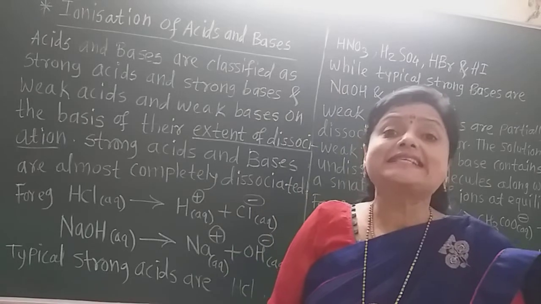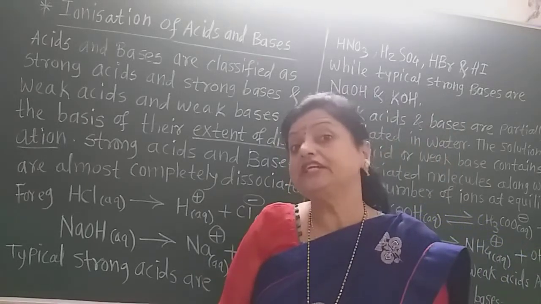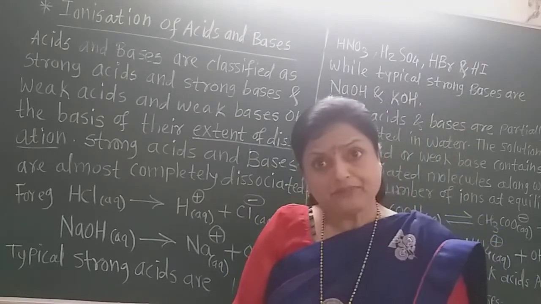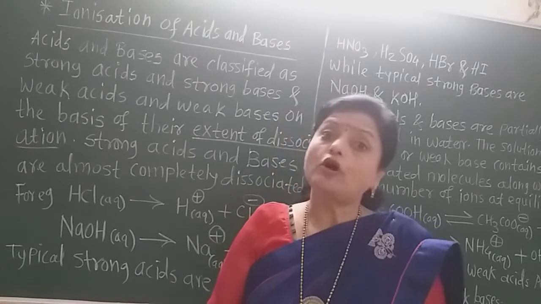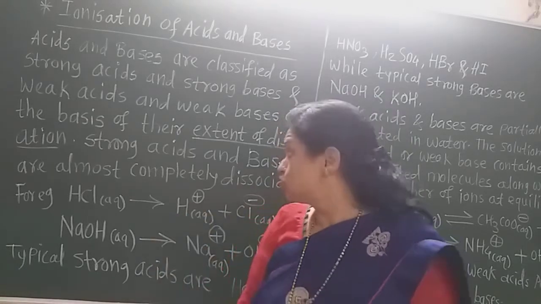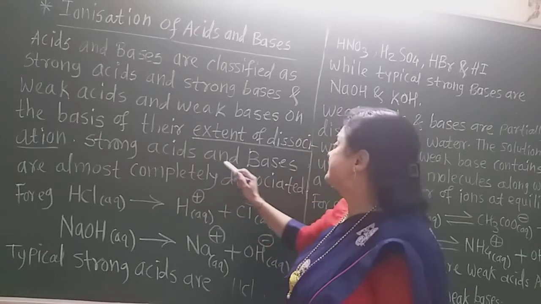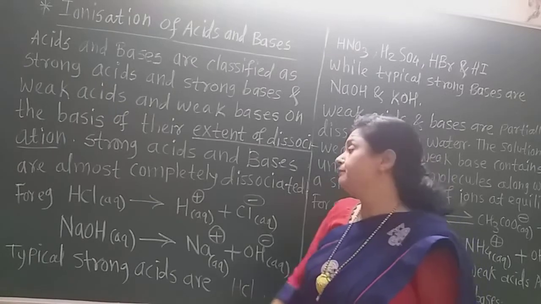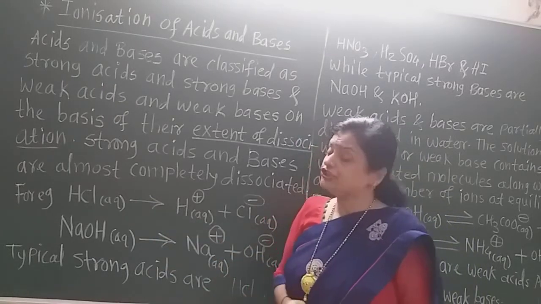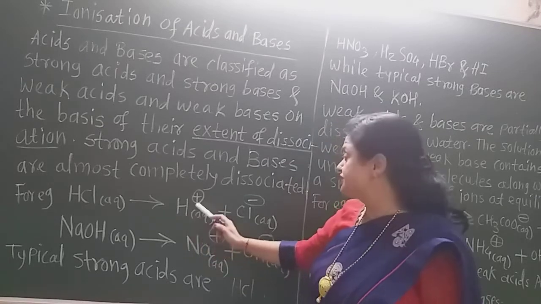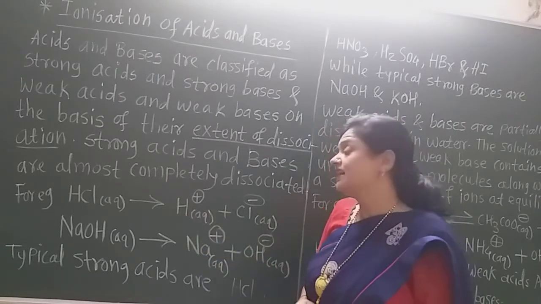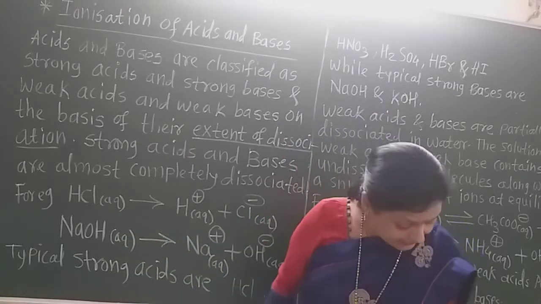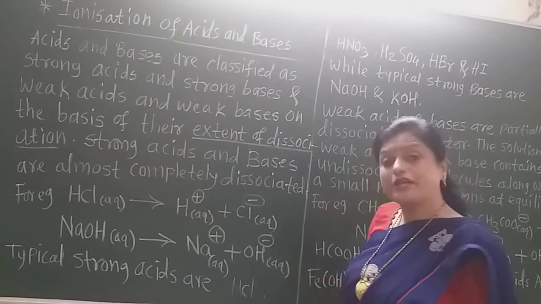That means some of the acids dissociate completely, almost completely, so they are the strong acids, and some of the acids dissociate only partially and they are the weak acids. Similar for the strong base and weak base also. So strong acids and bases are almost completely dissociated. For example, hydrochloric acid, which is a very strong acid, dissociates as H+ aqueous plus Cl- aqueous, and the strong base, sodium hydroxide, also almost completely dissociates as Na+ aqueous plus OH- aqueous.